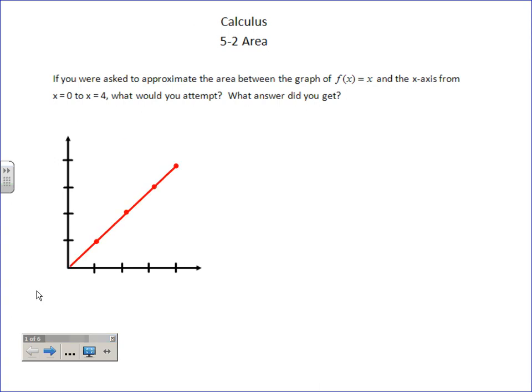If I'm asking you for the area between that graph and the x-axis, so the x-axis, remember, is this one here, and that's the y-axis. If I wanted you to find the area between there and there, basically I'm asking you to find the area of that, correct? That's what I'm asking you to do in this case. So what would you attempt for this particular problem?